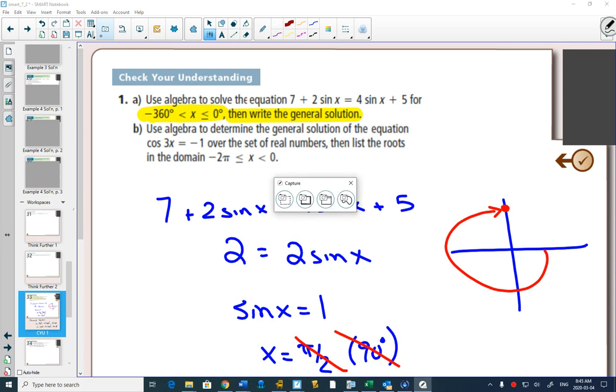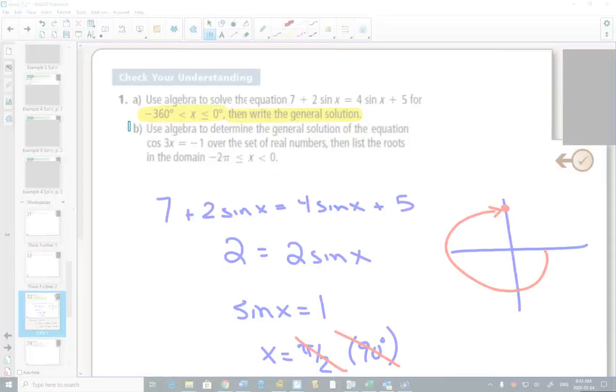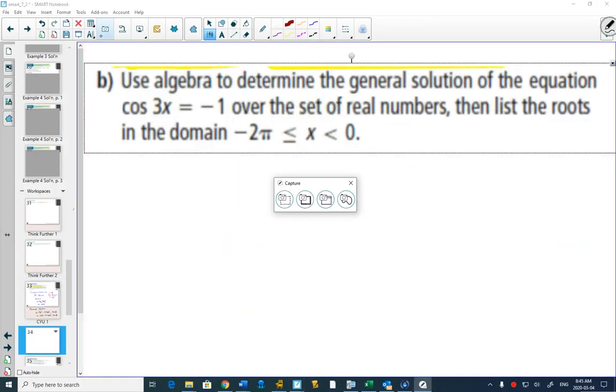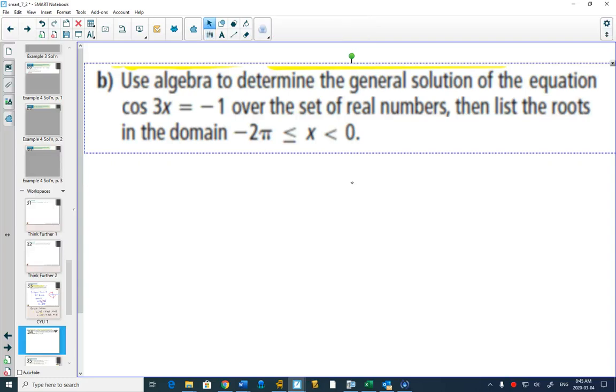Now, since this question asked for the general solution first and then to list the answers in the domain, are you all right if we use method 2 for the general solution? Method 2 is: first we write the general solution for 3x. When is cos x equal to -1? From 0 to 2 pi, just at pi. That's the only place.